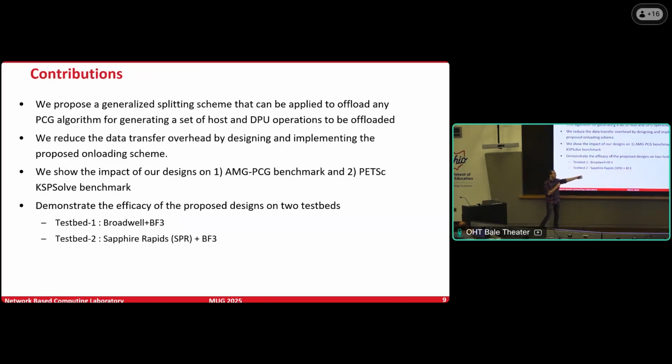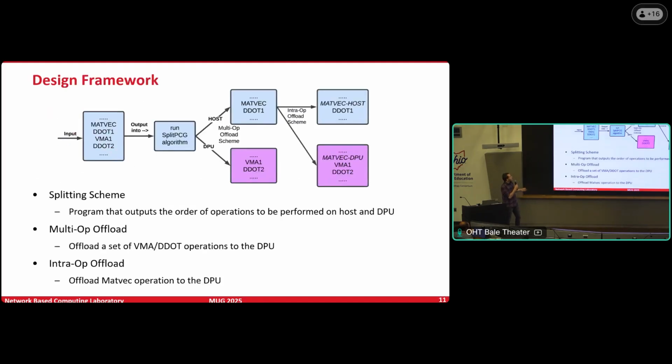So we propose a few things here. Firstly, we propose a general splitting scheme, and I'll get into what that means in a minute, to offload, say, PCG algorithms, or to split operations onto the host and DPU. We look at this notion of an onloading scheme, which I'll also get into later, and then we look at two benchmarks that utilize these Krylov operations on two different test beds.